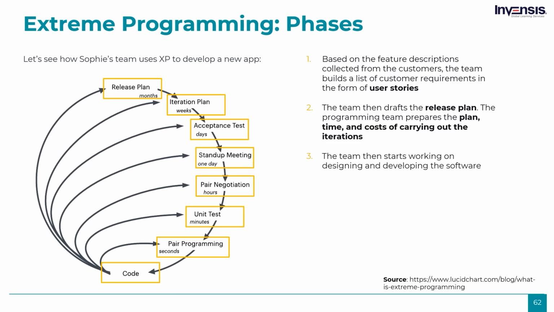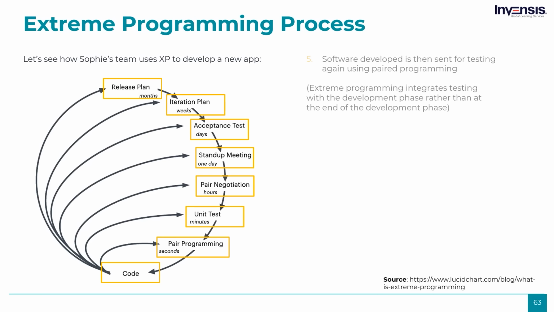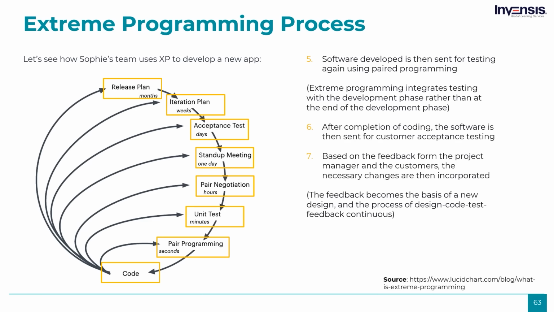The team then starts working on designing and developing the software. The unique point here is that the team works in programmer pairs to produce higher quality software. During the iteration, the team holds daily meetings to ensure there are no roadblocks and obstacles. The software is then sent for testing, again using paired programming. Post that, the software is released to customers for acceptance testing. The customer delivers feedback in the form of more user stories. The cycle repeats until the software is delivered.